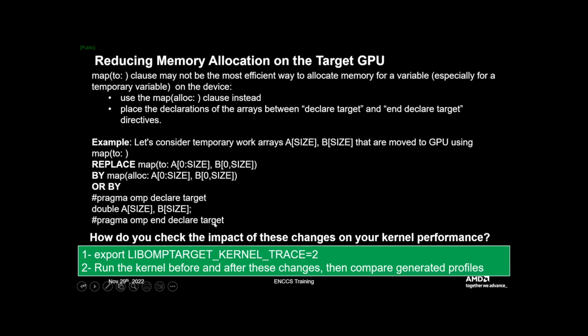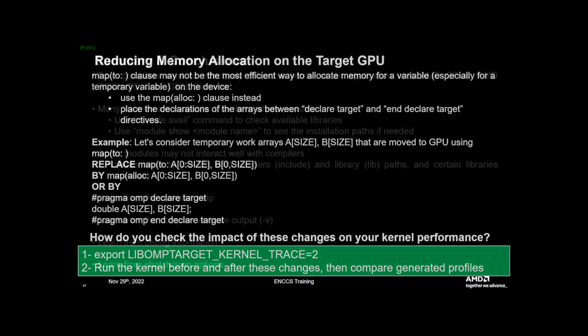Now, how do we check the impact of this change on your code as well? The technique is still the same. You export the OMP target trace variable and you run your code before and after this change, then compare the generated profiles, and that's it. You will see the impact of every change you are making on the code execution, and as a consequence, on the execution time you are getting.